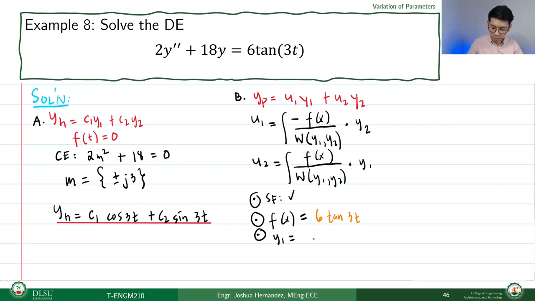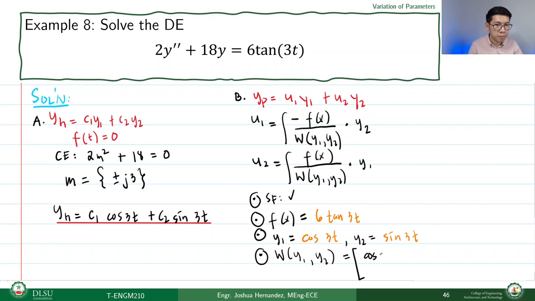Cosine 3t, whereas our y sub 2 is sine 3t. And so finding our Wronskian of y sub 1 and y sub 2, we have cosine 3t and then sine 3t. Getting their derivatives, we will have negative 3 sine 3t and 3 cosine 3t.